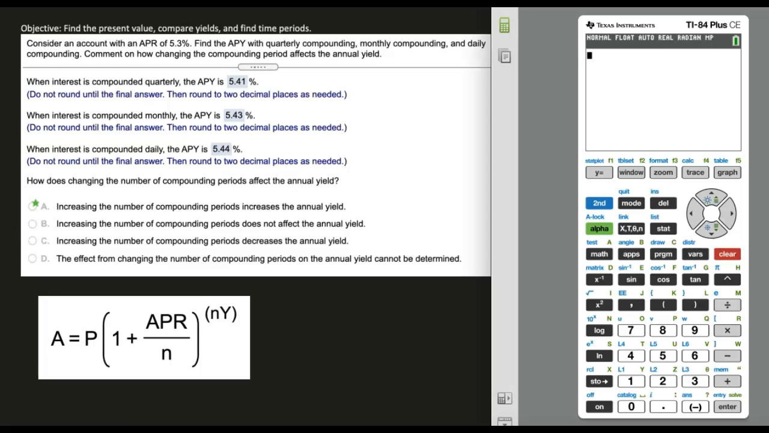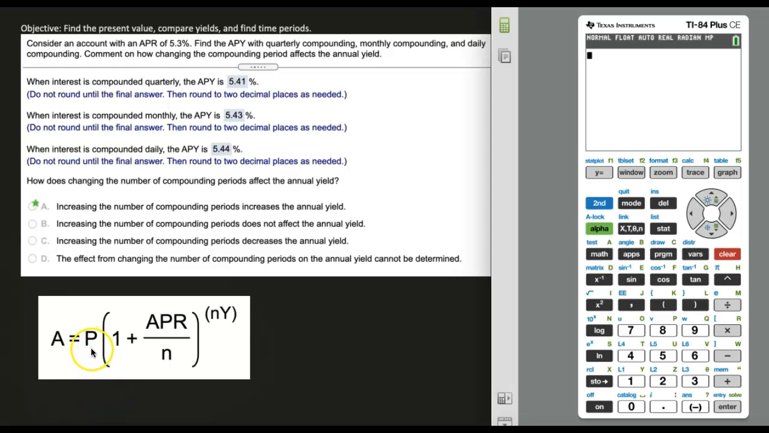In this example, we are going to find the APY of an account with an APR of 5.3% at different compoundings. We'll look at quarterly, monthly, and daily, and then we'll comment on how those compare. So we're really here using this formula to calculate compound interest, and then we're going to find a percent change to get the APY 3 different times.